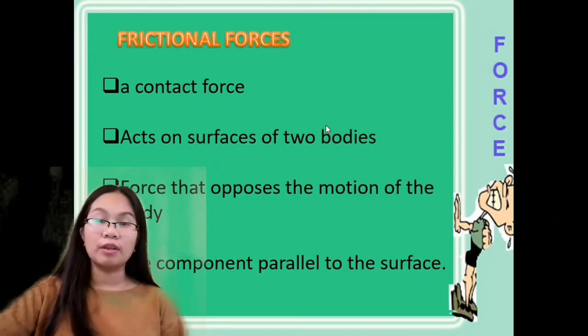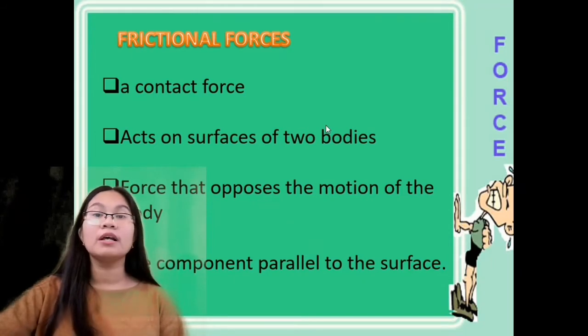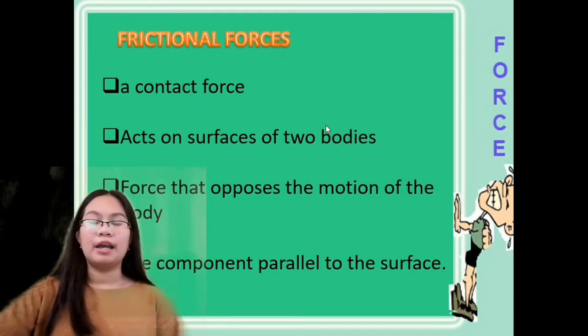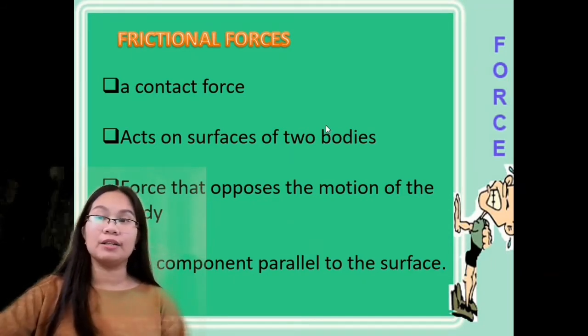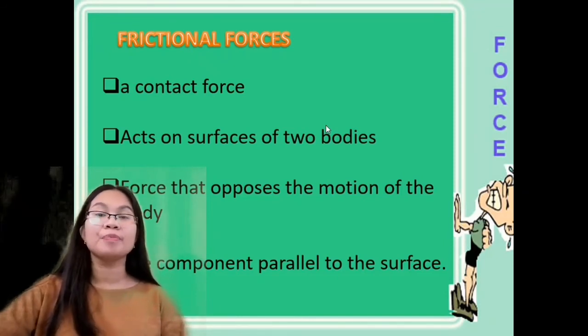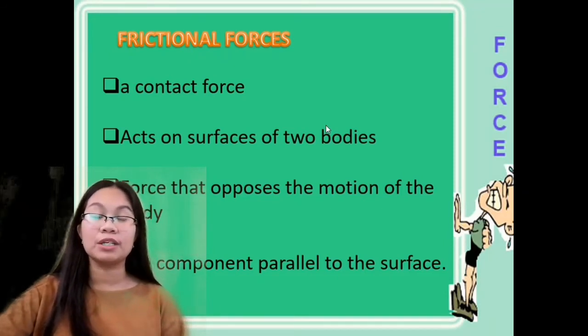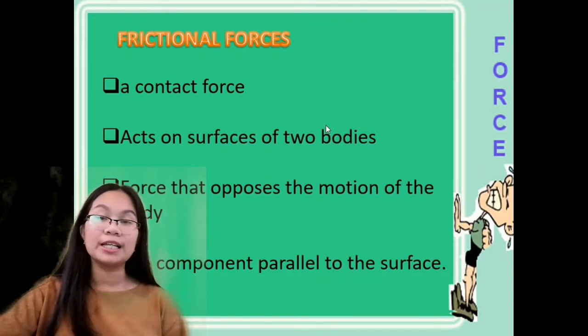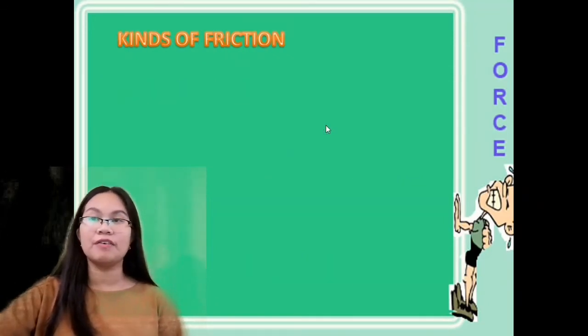And also it is a force which always opposes the motion of the object. And the component is always parallel to the surface. Take note of that: friction is always parallel to the surface. The normal force naman kanina is always perpendicular to the surface.